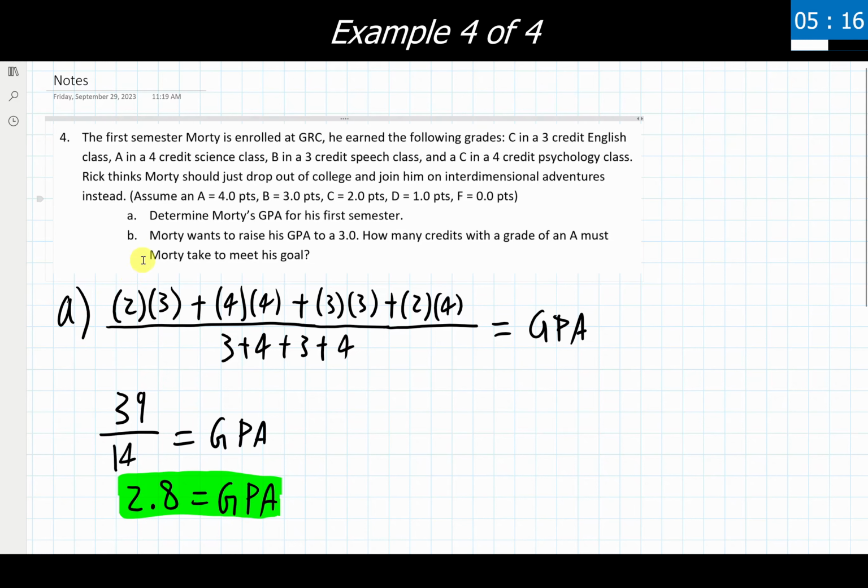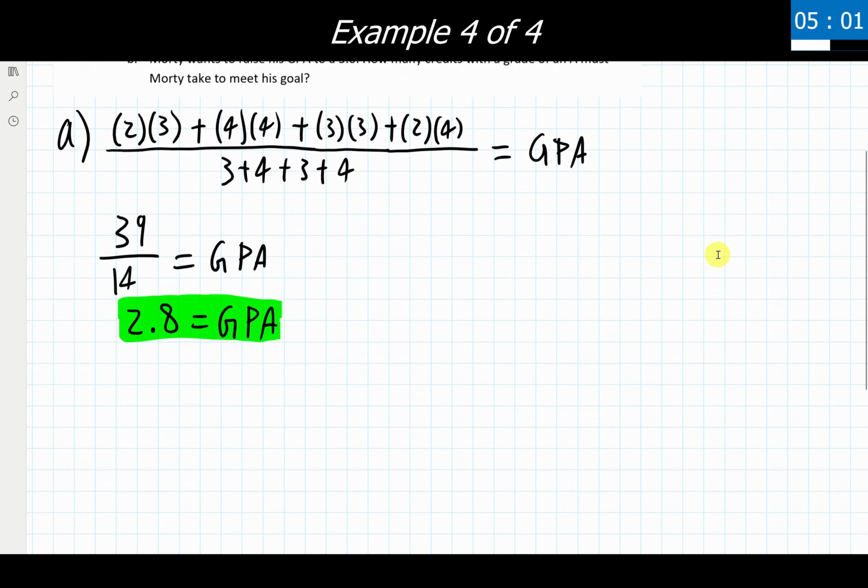Now for part B, we are told Morty wants to raise his GPA to a 3.0. How many credits with a grade of an A must Morty take to meet his goal? So we have 2 routes that we can take here. I'm going to put part B right down below. We're going to separate this out.